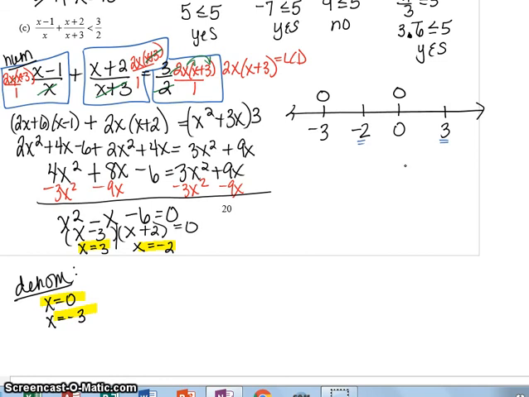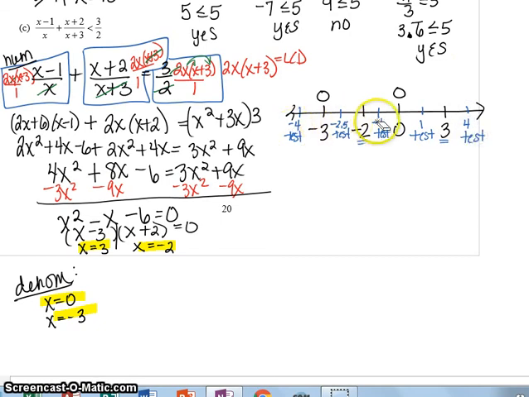Okay? And then you want to pick numbers. Okay? So here's the thing that stinks. You might say, well, what's between negative 2 and negative 3? You might pick negative 2.5. That will be a test value. What's to this side? Negative 4. That's a test value. Okay? What's between 0 and negative 2? You could pick negative 1. That's a test value. What's between 0 and 3? 1. That can be a test value. And then last but not least, what's greater than 3? I'll pick 4. That's a test value.